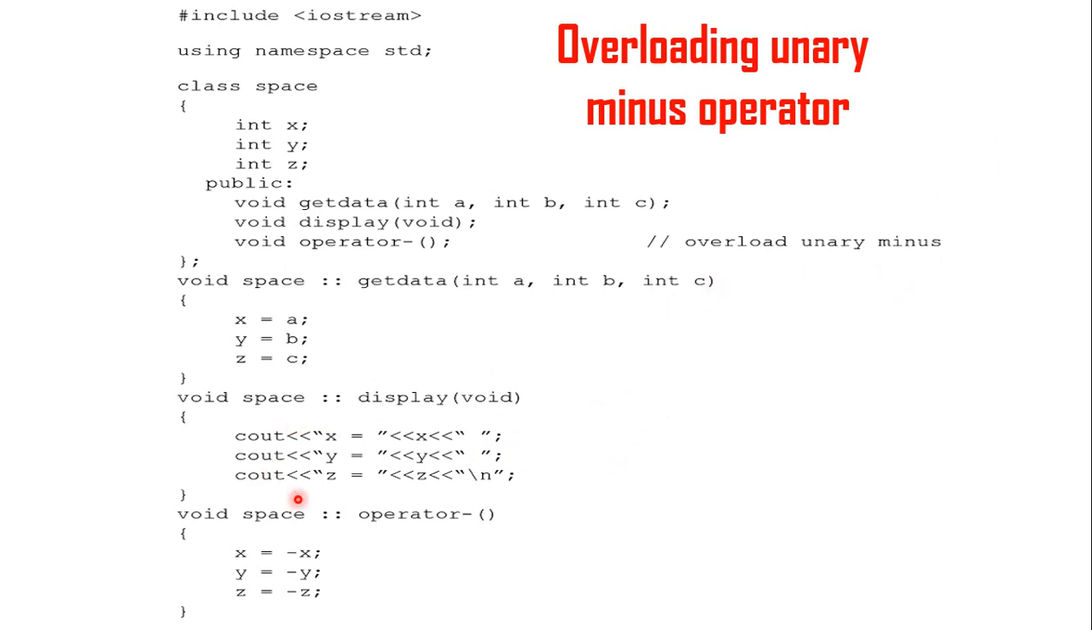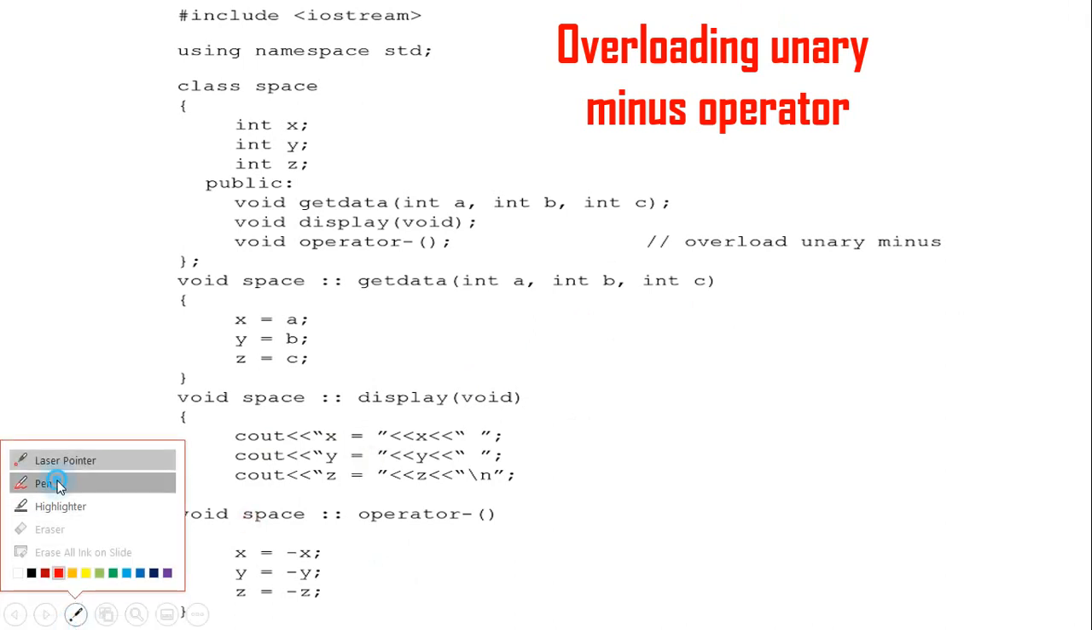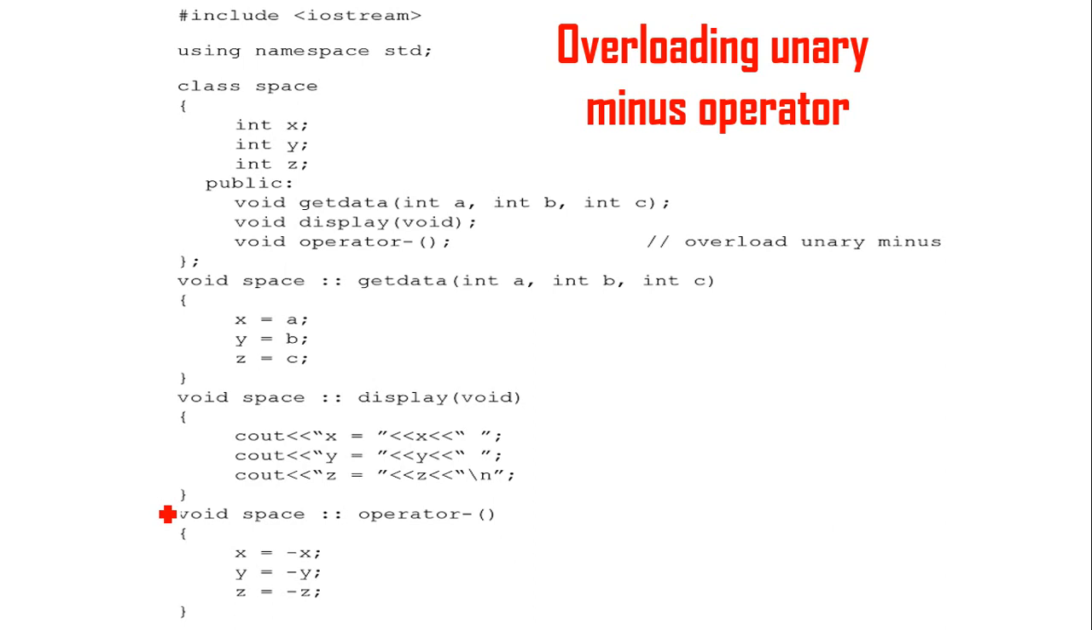Now comes the operator overloading part. This is the part that we are focusing on, which is the important part for us. This is the operator overloading part. So we are interested in the unary minus operator. So how do we write? You can see that operator is a keyword, and minus is the operator that's going to be overloaded.